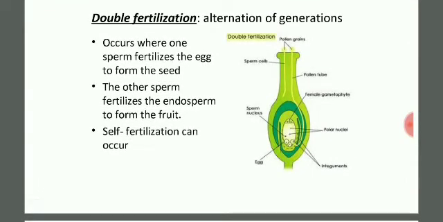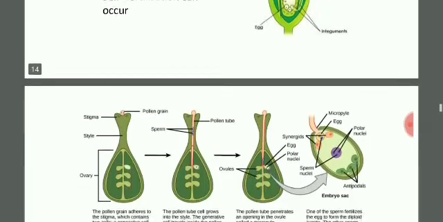What is double fertilization? It occurs where one sperm fertilizes the egg to form the seed. Another sperm fertilizes the endosperm to form the fruit. Where this sperm comes? From pollen, yes, from anther. Anther produce these pollens. And this is called double fertilization. And also self-fertilization can also occur.